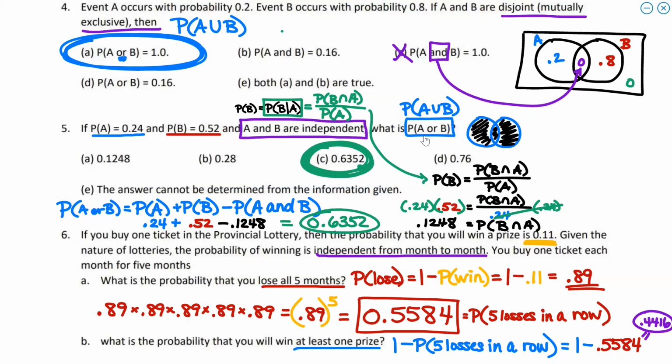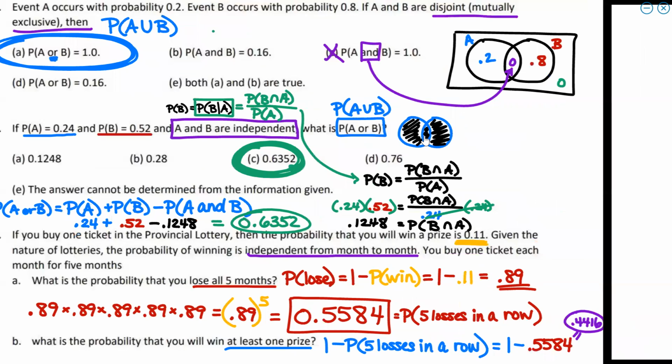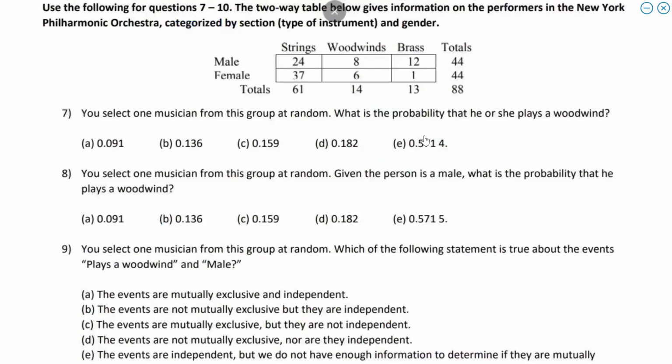We finished a page, yay. Let's go look at this table on the next page. You select one musician from the group at random. What's the probability that he or she plays a woodwind? What'd you say? 14 out of 88, yes. Here's all my woodwinds. Here's my grand total. 14 out of 88. Pop that into your calculator.